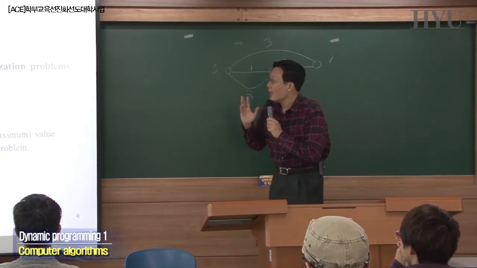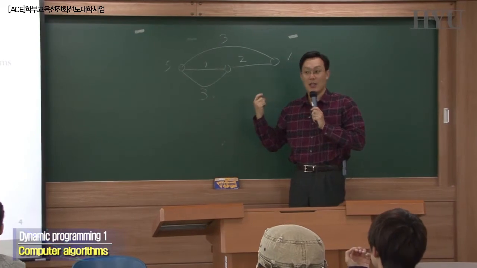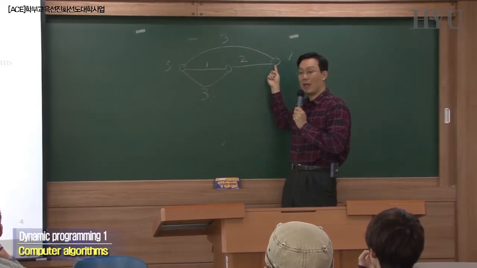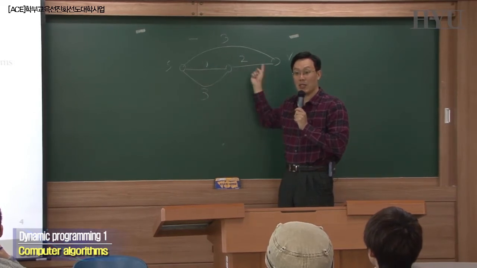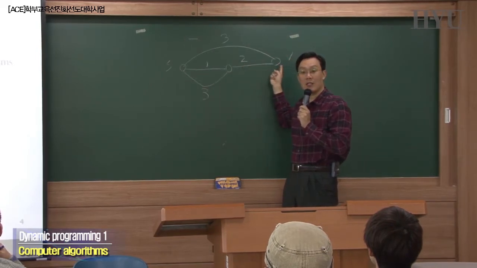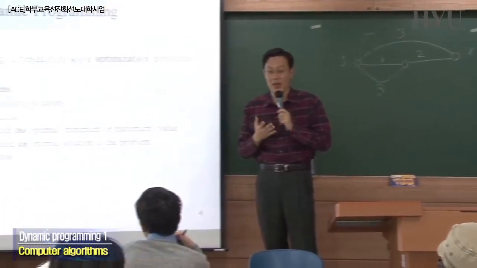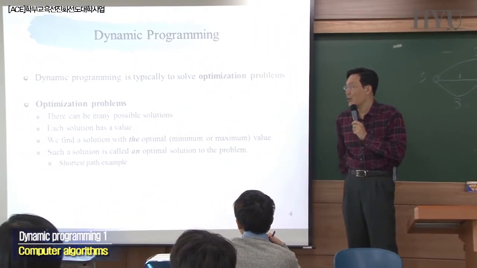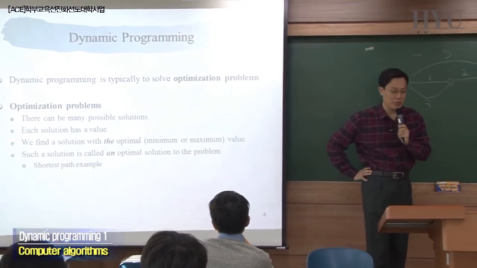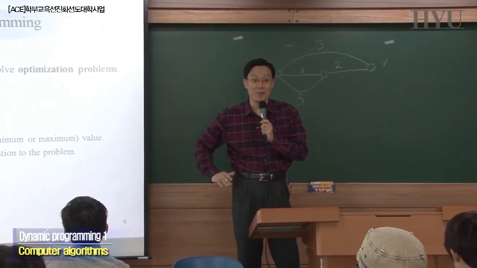And then each solution has a value. In this case, the path weight is a value. What is the path weight of this path? It's 3. How about this? It's 3. It's 5. Yes. Every solution has a value. And we find a solution with the optimal value. In this case, shortest means the minimum.